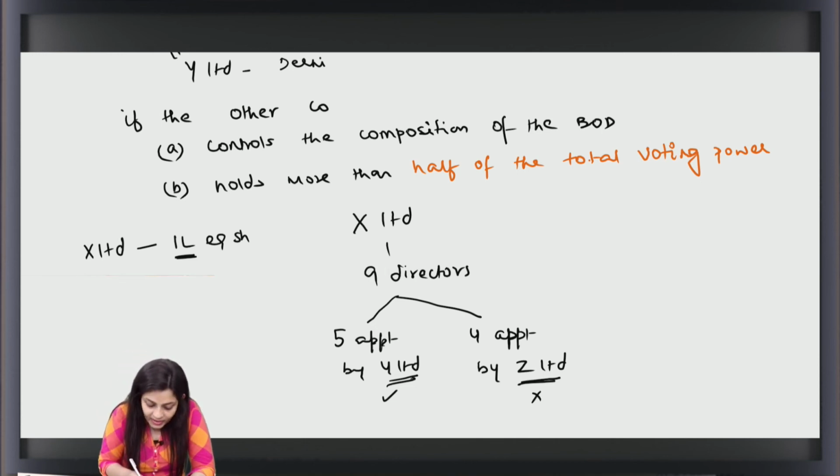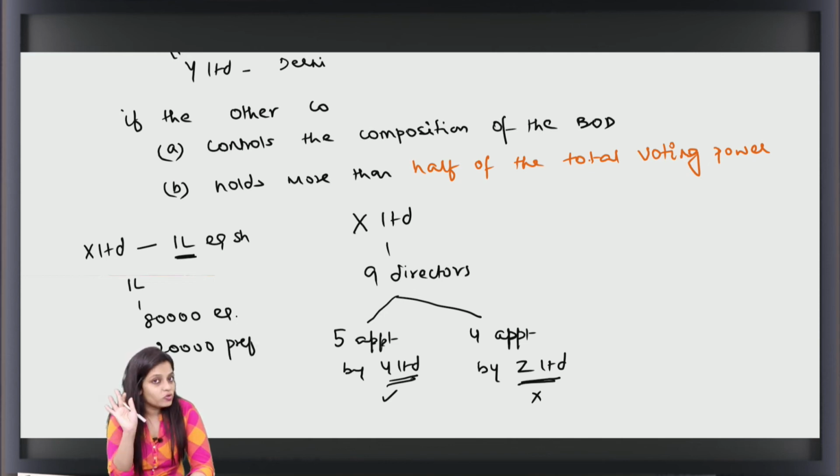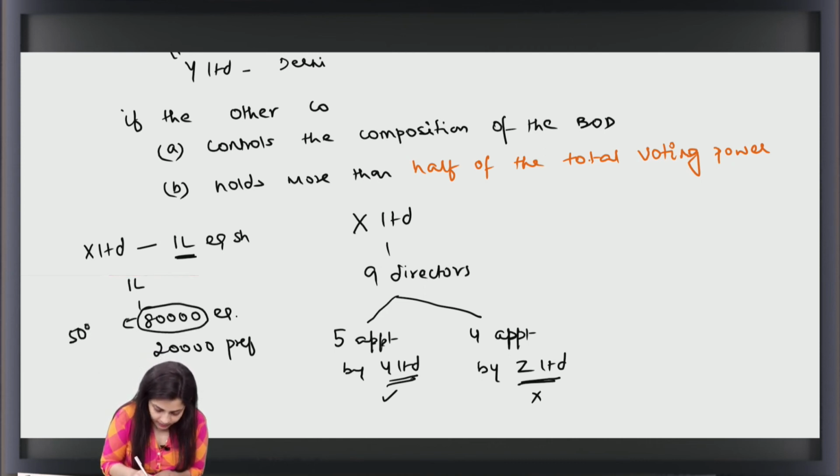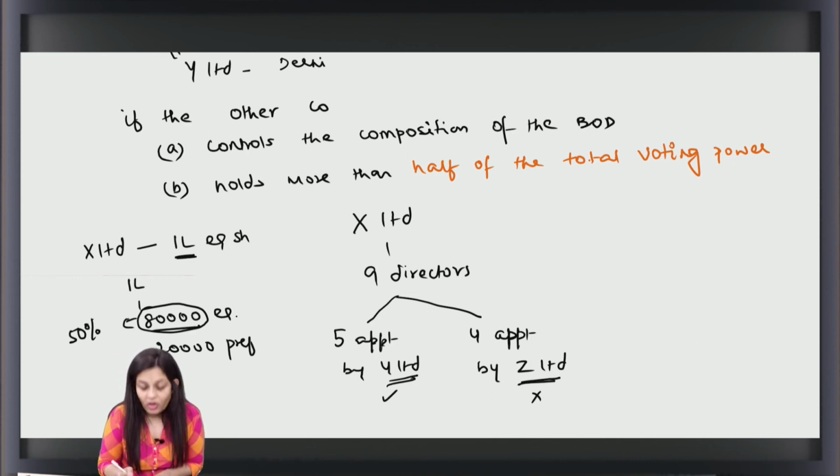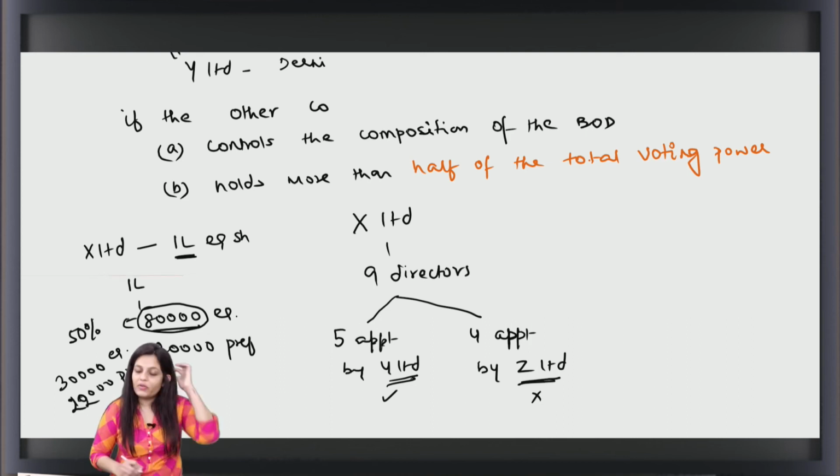But let us say, if I say it has 1 lakh shares, of which 80,000 are equity and 20,000 are preference. So preference has no voting rights. So then I am talking about 50% of what? I am talking about 50% of 80,000. So I have to hold 50% of 80,000. So if I am holding 30,000 of these shares and 10,000 of the preference shares. Okay? Or let us say 20,000 of the preference shares, 22,000 of the preference shares.